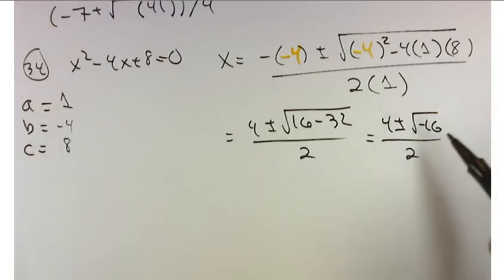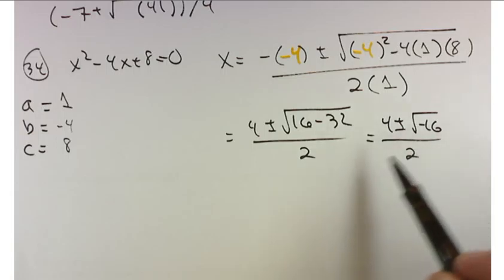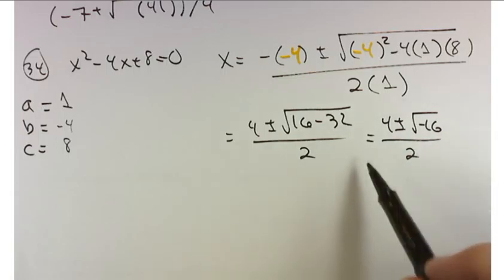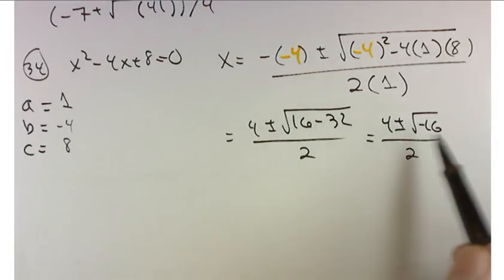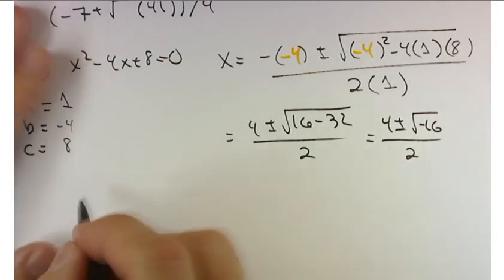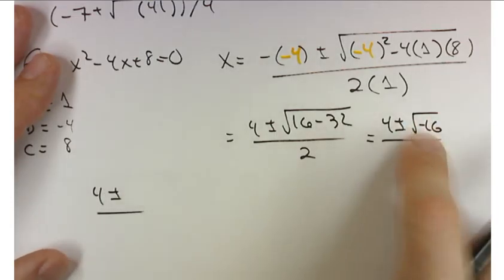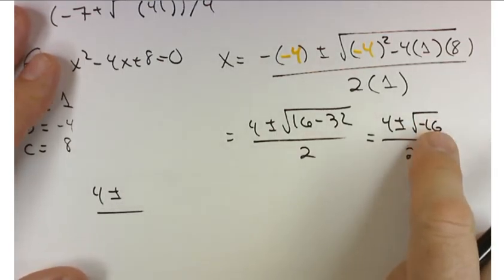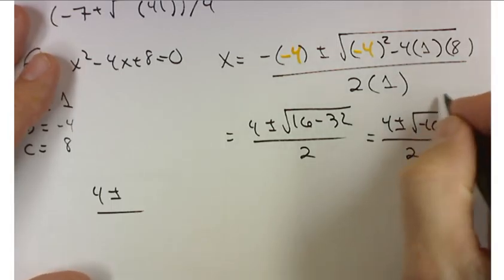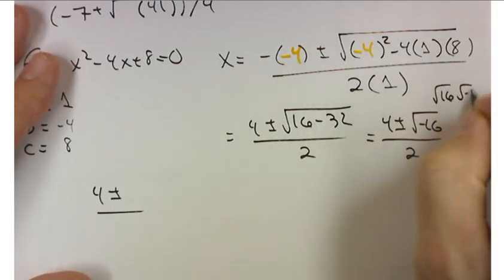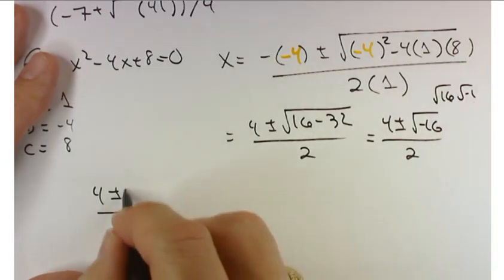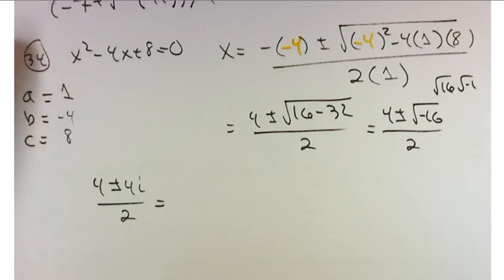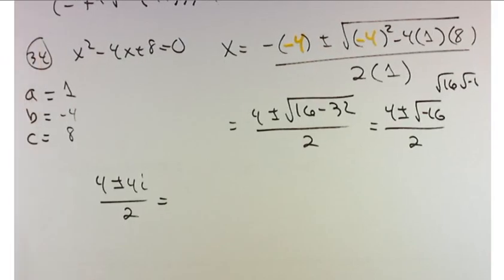Sometimes there's some wishful thinking that happens underneath the radical, and people will put a positive 16. That negative doesn't disappear just because it's inconvenient. We still have it. So it's 4 plus or minus square root of negative 16. So square root of 16 times the square root of negative 1, 4i, over 2. That's an important step. Boy, if you miss that negative there, you're really going to lose a lot of partial credit. I'm sorry, but it's just important to get that.